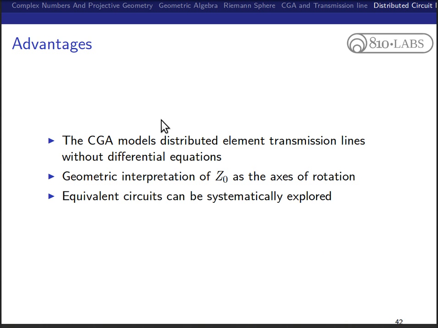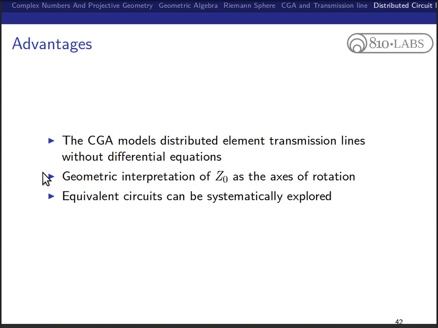Okay, so the advantages are that with our model, we can describe the distributed element transmission lines without differential equations. Okay, we did take a derivative, if you remember, of a rotation, but that was it. So that's kind of interesting because it's a totally different approach to a problem. Whether or not it's better or worse is not really that important. It's just the fact that it's completely different that is important.